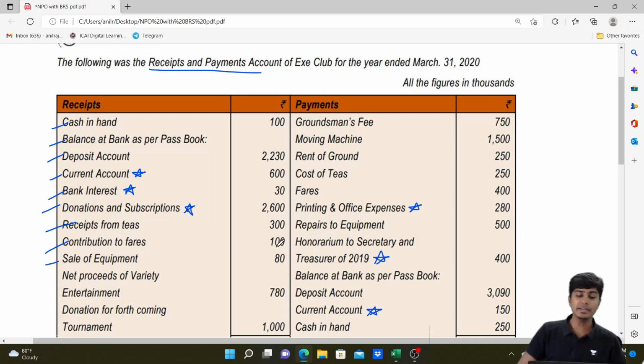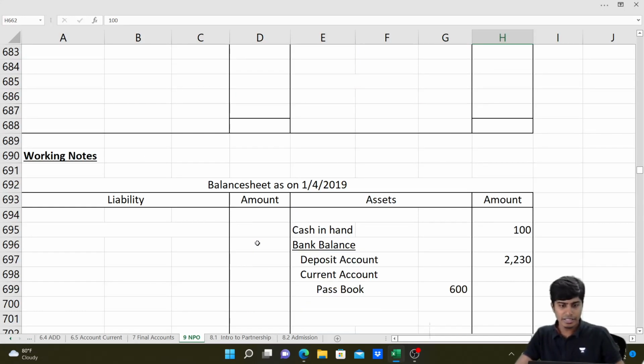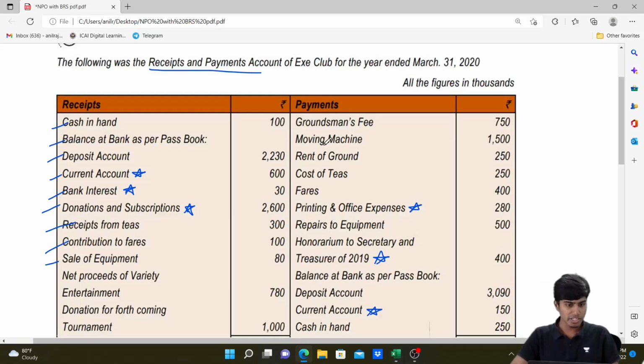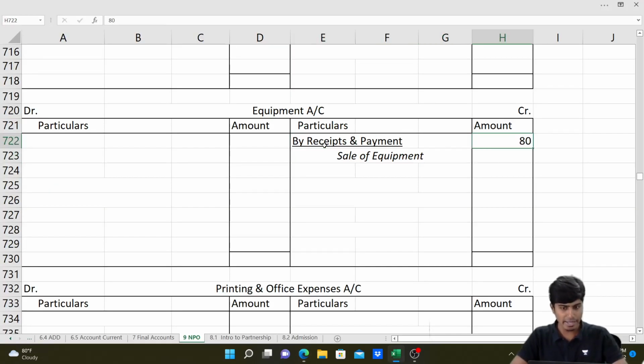There is sale of equipment, 80. This, my friends, is selling price received. This 80 rupees here is selling price received. So we cannot write this 80 rupees as income in receipts, income in income and expenditure. We'll open one machinery and equipment account, and in that equipment account, I'll write by receipts and payment 80, because this is sale of equipment. In receipts and payment, if you have written sale of equipment, in the equipment account you should write by receipts and payment. Shall I write that? I hope you would accept me writing that. See, here we have the equipment account, because in receipts and payment we have written sale of equipment. In the equipment account, I'll write by receipts and payment. That is for sale of equipment, and this is 80 and I've written 80.